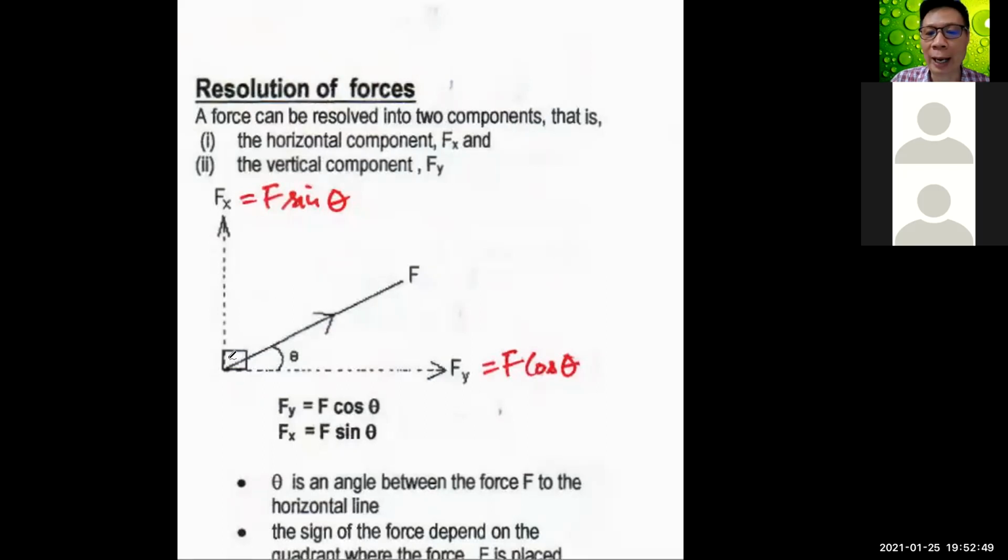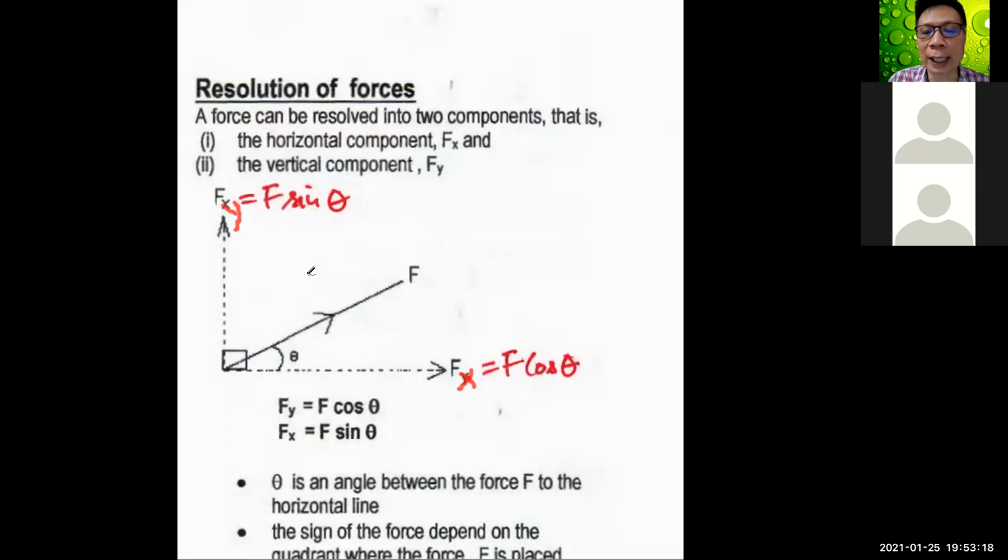Break it up into the x component. This is Fx, sorry, not Fy, it is x. Can you change this? This is the x component. This is the y component. So here please change to x. This is x, okay? And this one is y, okay? The y component and the x component.